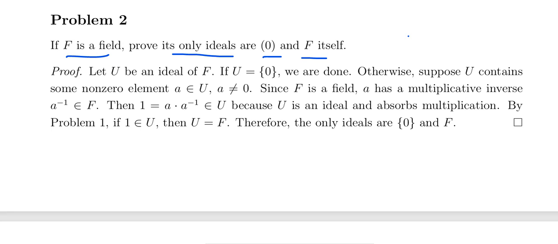Otherwise, suppose U contains some non-zero element, that is, A belongs to U, where A is not equal to 0. Since F is a field, A has a multiplicative inverse, that is, A inverse belongs to F. A field means every non-zero element has a multiplicative inverse. So 1 equals A into A inverse, which belongs to U, because U is an ideal, by absorption of multiplication. Therefore, applying the previous problem, 1 belongs to U, so U should be equal to F.